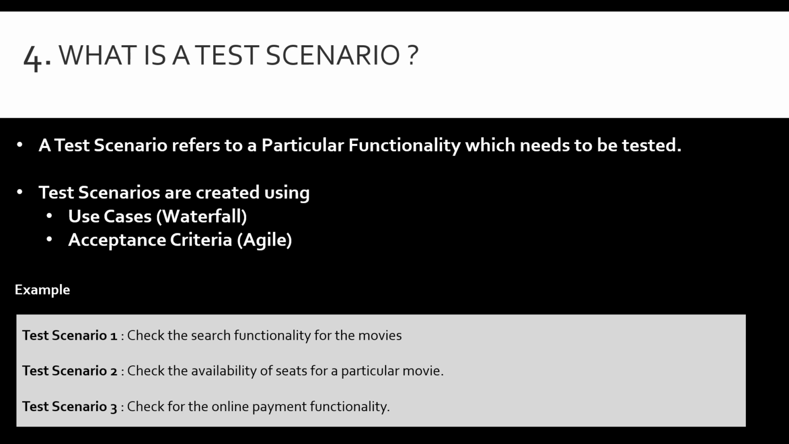This is a functionality where the customers can pay using credit card, debit card, PayPal, or any mobile wallets. If you see, all these test scenarios are basically either use cases or acceptance criteria. So if a need arises for you to create a test scenario, it's as simple as translating the use cases or acceptance criteria.